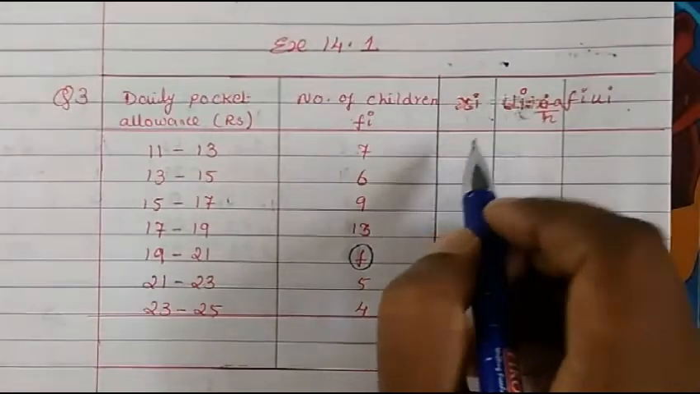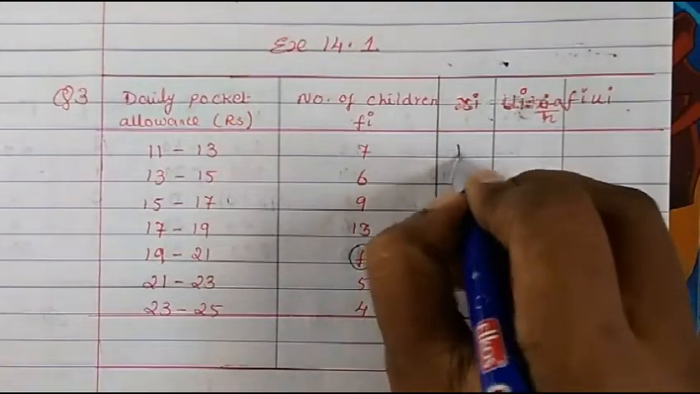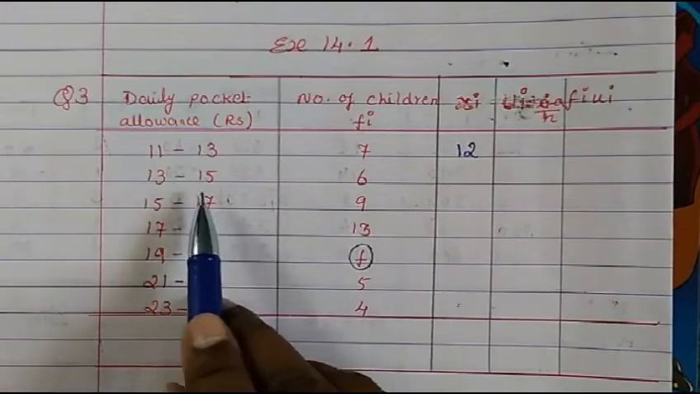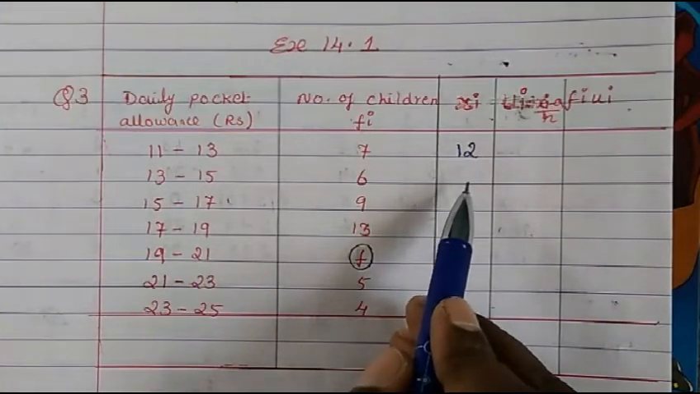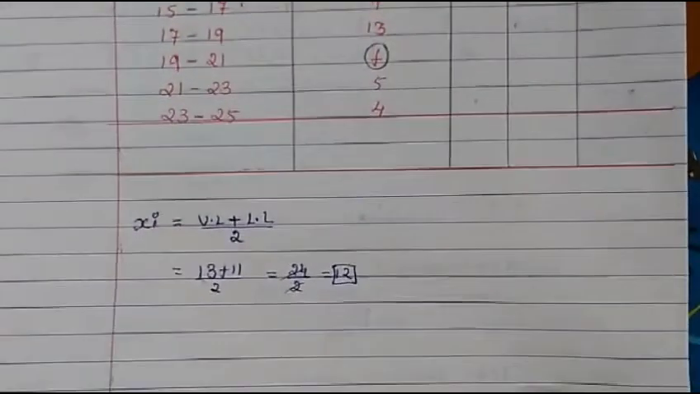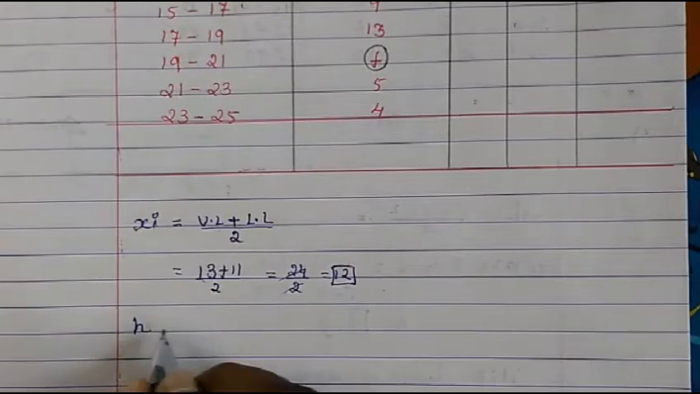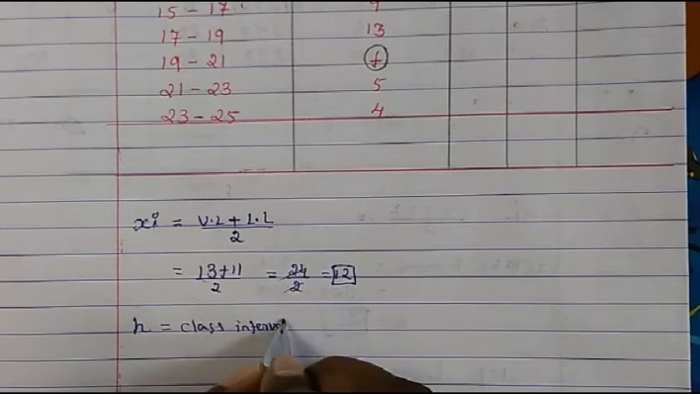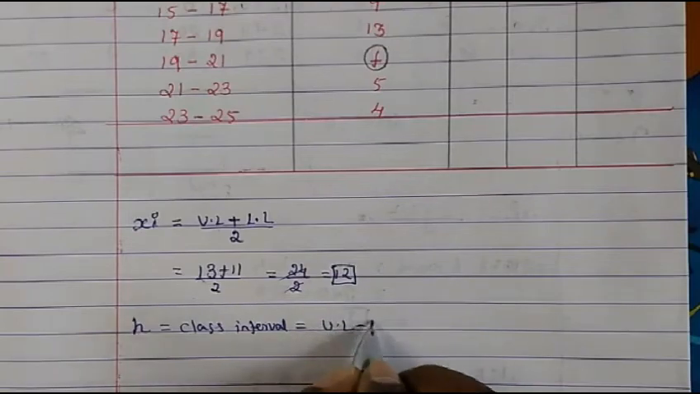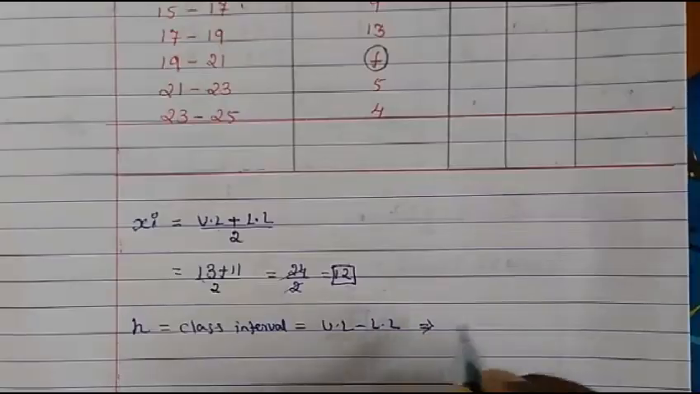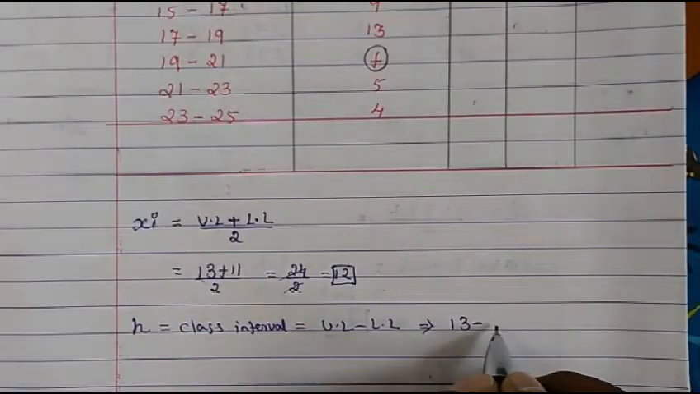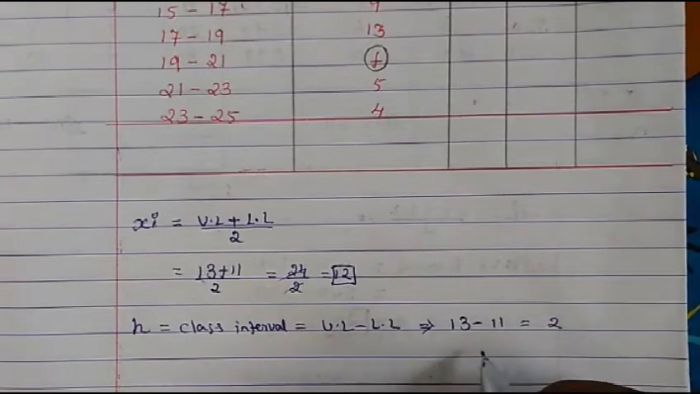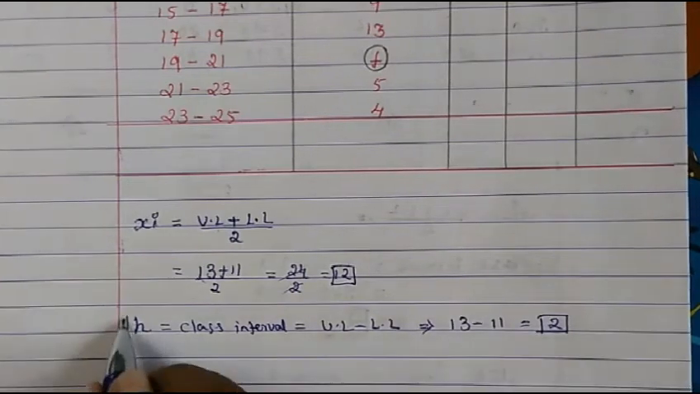Now once you do the first step, I told you a shortcut. So first write down 12. Next, the shortcut: again we would do the same way, 13 plus 15 divided by 2, but instead of that, the shortcut method is to find the class interval. We call the class interval h. How do we find it? Upper limit minus lower limit. The upper limit is 13 and the lower limit is 11. So 13 minus 11 will give us 2. So this is our h value.